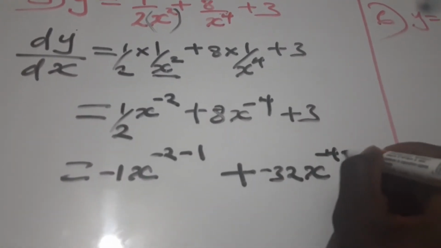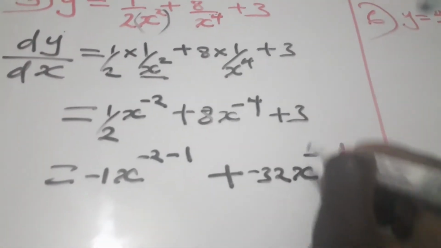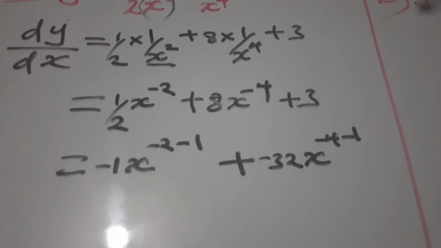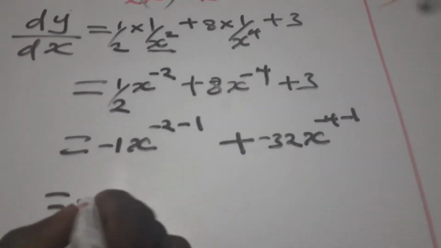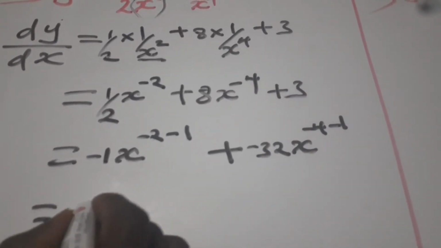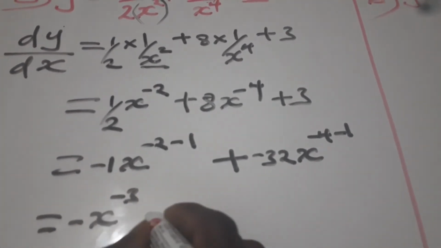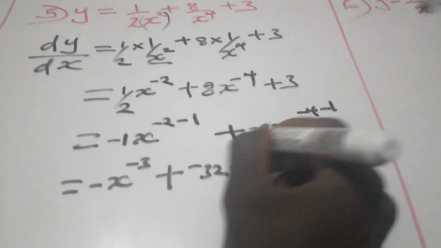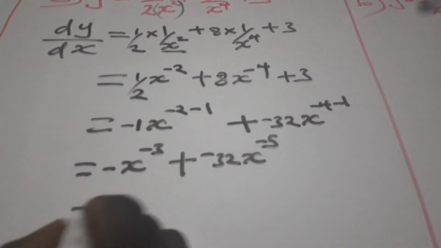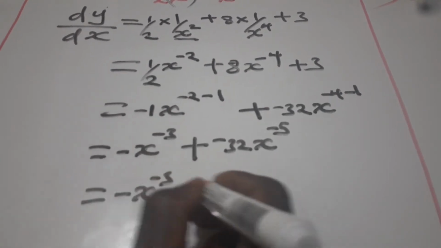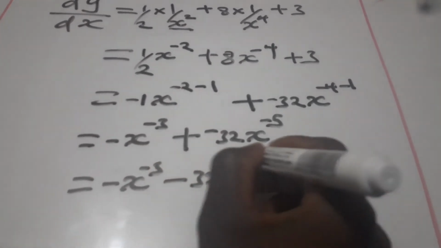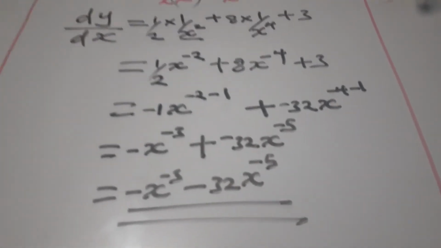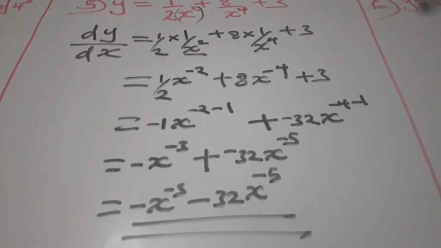It will be negative 4 subtracted by 1, and because this 3 has no variable, the 3 will disappear. Then, when simplifying, it will be negative x raised to power negative 3 plus negative 32x raised to power negative 5. This is the same as writing negative x raised to power 3 minus 32x raised to power negative 5. There you have our answer.